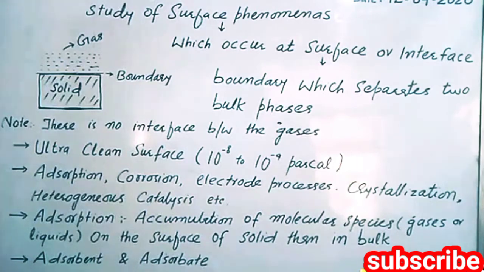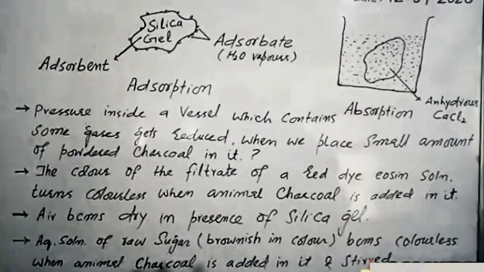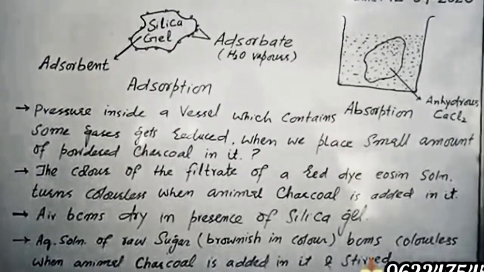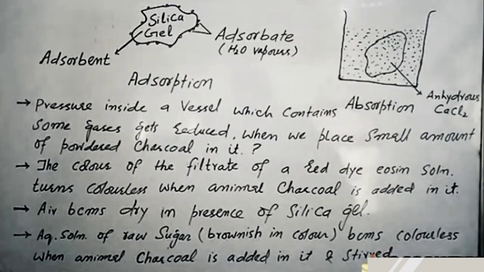Now we have to understand here the two terms, that is the adsorbent and the adsorbate. Adsorbent is that substance on which adsorption takes place. Just as we have here the example, silica gel is your adsorbent on which the water vapors get adsorbed. So the molecular species, here the water vapors, are known as the adsorbate. So the adsorbate is the substance which undergoes adsorption, which gets accumulated at the surface of the adsorbent. And the substance on which adsorption takes place is called the adsorbent.